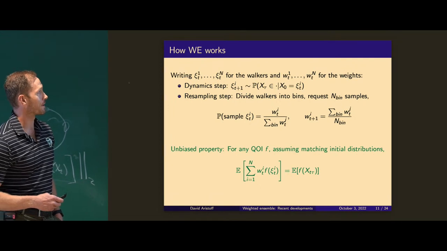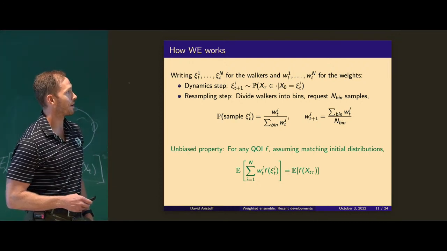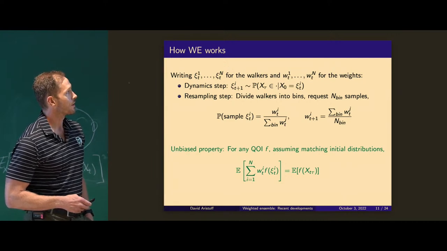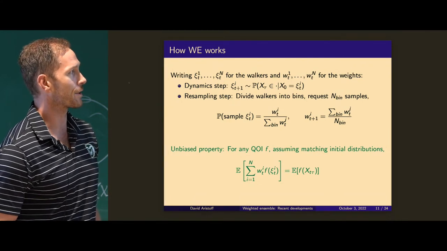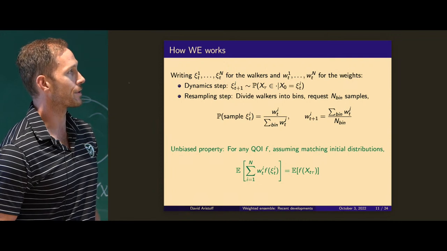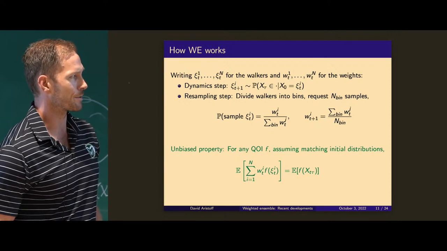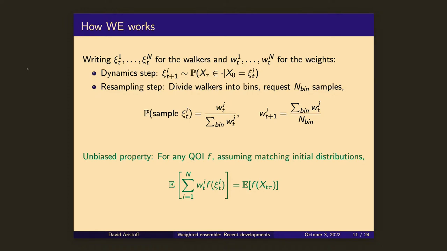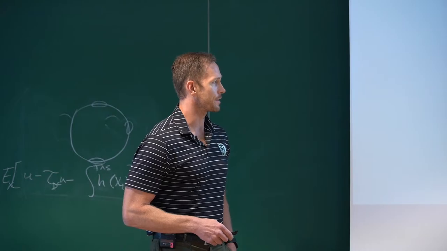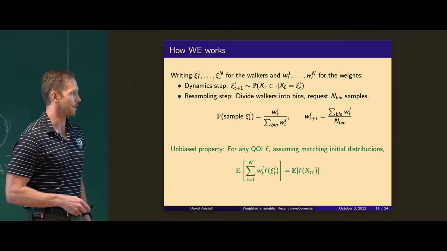In a little bit more precise notation, let's call the walkers psi and the weights W. The dynamics step is just evolving the underlying dynamics for a time tau. That's done independently through the walkers. Resampling looks a little more complex, but again, it's just sampling according to weight. In each bin, I sample according to the weights in that bin. The weights assigned after resampling are uniform within each bin, equal to the bin weight divided by the number of walkers that I request in the bin. So this is pretty standard bin resampling. Based on that, you can see that things are not biased, in the sense that the expectation of my ensemble on a function f is the same as the expectation of my underlying process on the same function at the right lag time.